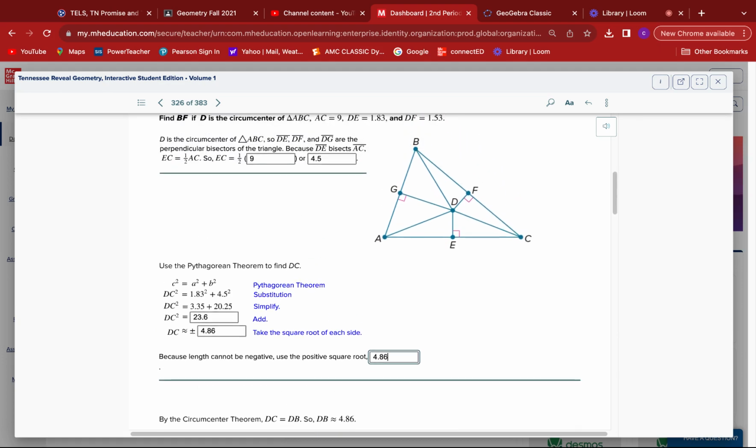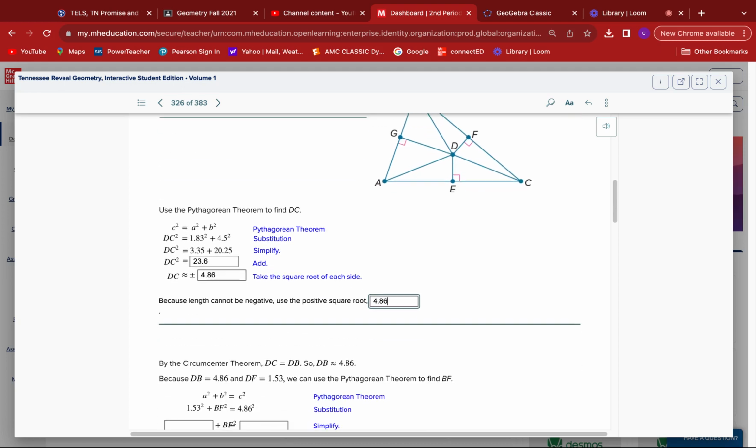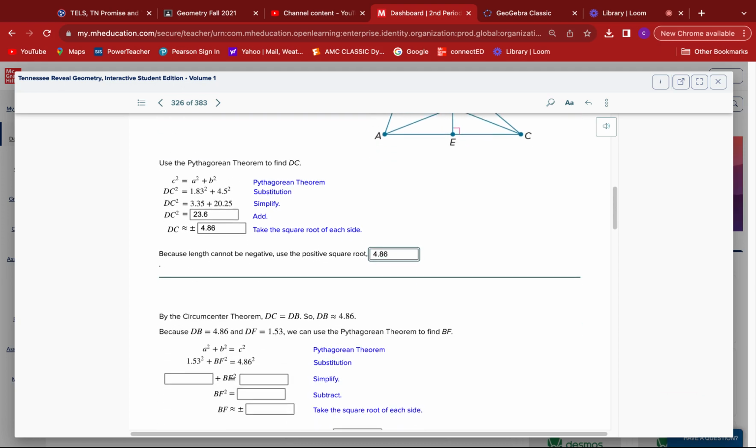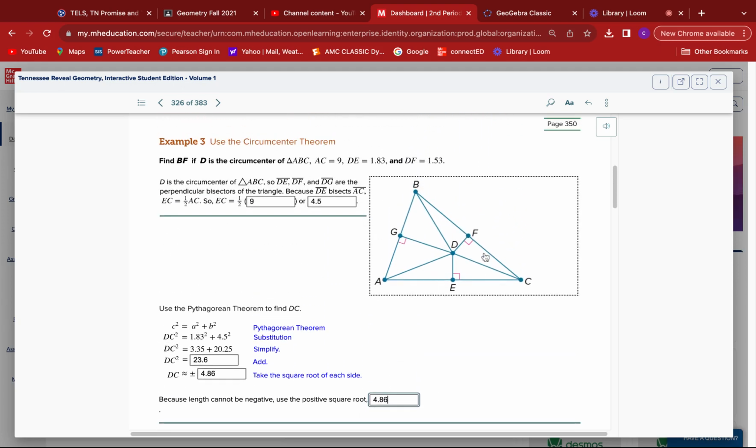All right, so what did we actually just find? We found DC, we found BD, and we found AD. We actually found all three of those because remember, D is the circumcenter, which just means it's the center of the circle. So it's equidistant from DC, DB, and DA. So we just found all three of those, 4.86. Now we're going to mosey on over to what we've been looking for. We've been looking for BF. Don't forget that.